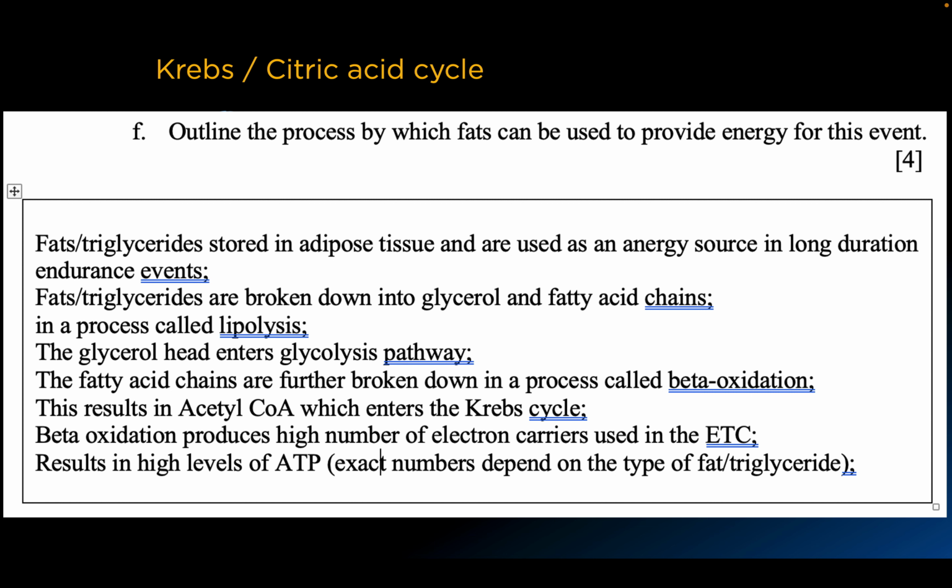Glycerol enters the glycolysis pathway. Yep, point. Good. Fatty acid chains further broken down. Remember, that was beta oxidation. There's another one, and this gives us acetyl-CoA, which enters the Krebs cycle. Brilliant. We've got more than enough to get our 4 points there. Now, beta oxidation produces a high number of electron carriers used in the ETC, the electron transport chain. We've not quite covered that. Let's not worry too much about that.